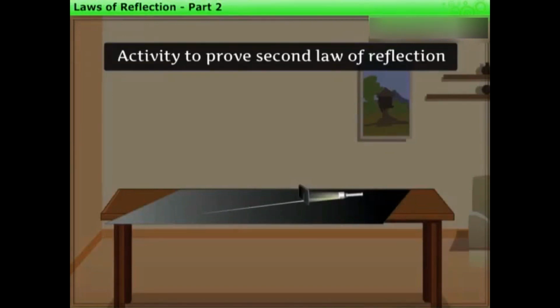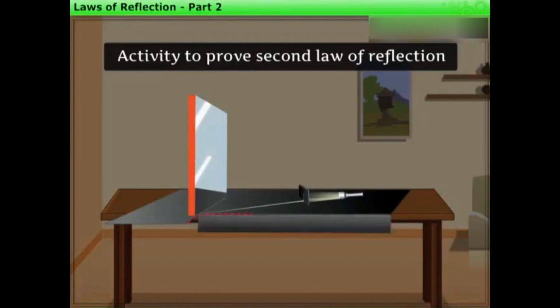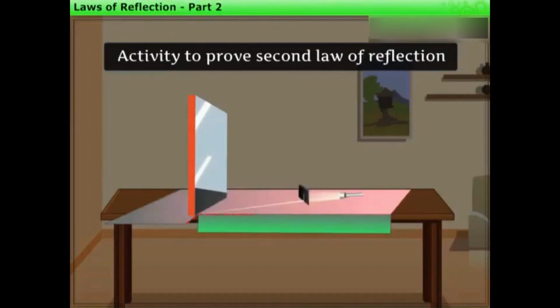You will observe a reflected ray which extends up to the projecting portion of the chart paper. This line represents the normal. Now, cut the projecting portion of the sheet in the middle. Bend that part of the projected portion on which the reflected ray falls. By doing so, you will create a plane for the reflected ray different from the plane in which the incident ray and the normal lie. Due to this, you will not be able to see the reflected ray.